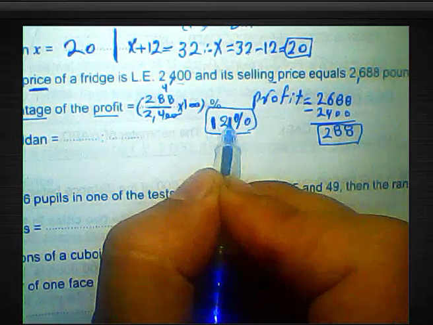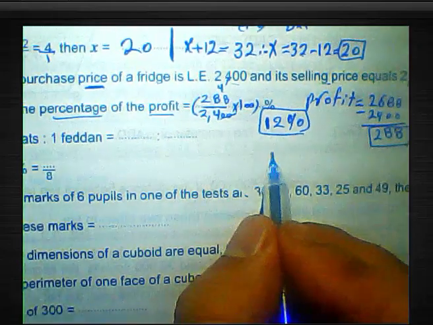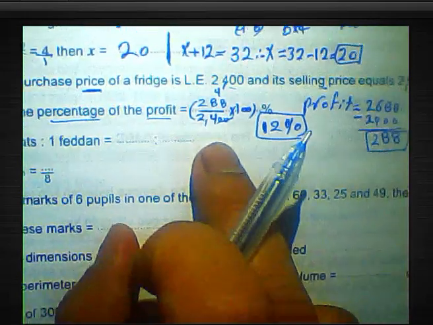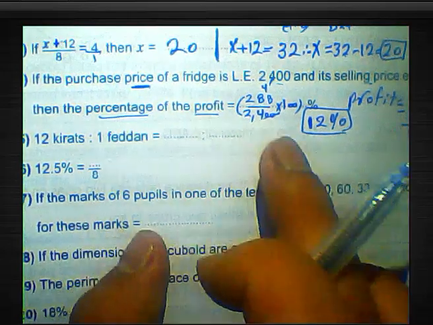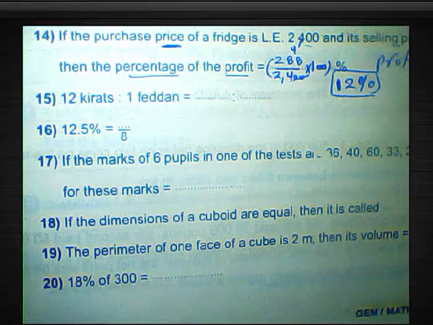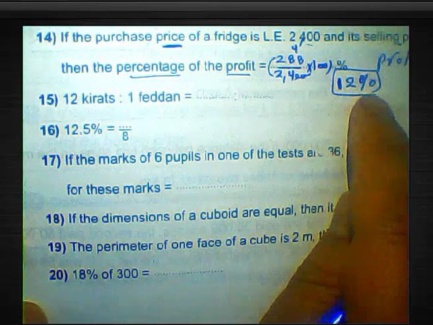The percentage of profit will be 12%. We can find the profit first and then divide the profit by the cost price, multiplied by 100, to find the percentage of profit. It will be 12%.